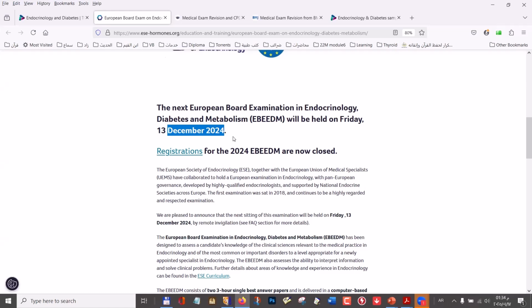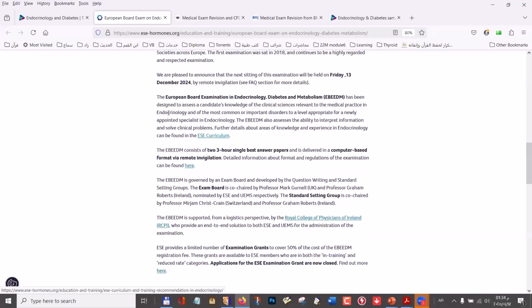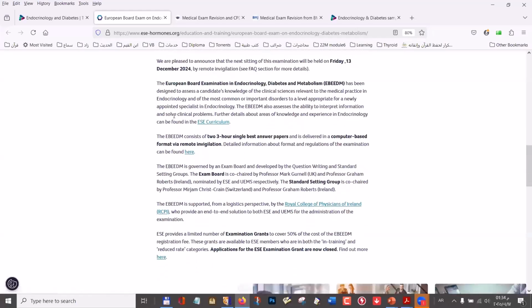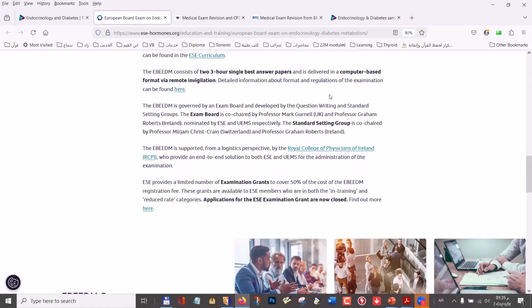How do you apply for this certificate? Before the exam by 3 or 4 months, they will activate this link. You can click on registration, and you can go through applying for this certificate. The curriculum is the same as the SCE exam. And don't forget that this is for the European board. It is a 2-3 hour single best answer paper, best of 5. And for 2 years now, the exam has been delivered in a computer-based format via remote invigilation.